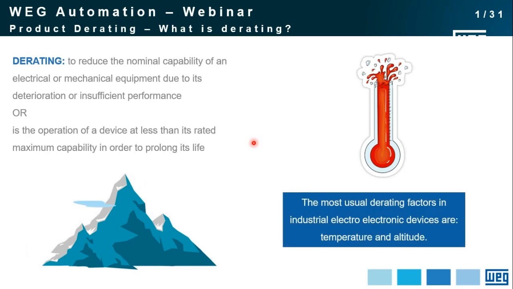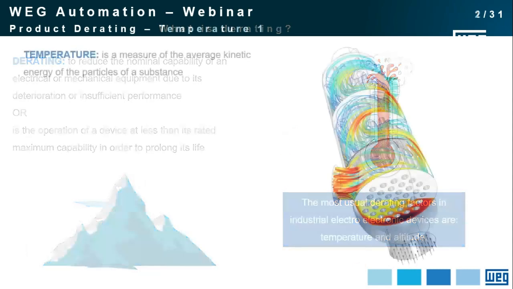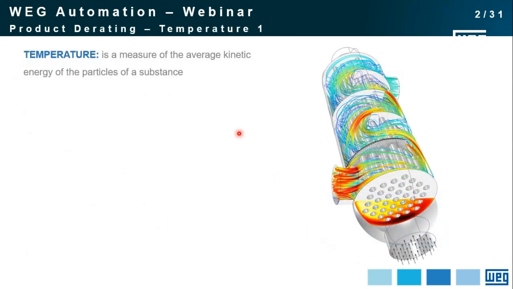What are the most usual derating factors for industrial electro-electronic devices? We consider that they are temperature and altitude. So what is temperature? Basically, temperature is the measure of the average kinetic energy of the particles of a substance. It's what you measure with a thermometer in a comparable scale that can be degrees Celsius, degrees Fahrenheit, or Kelvin.